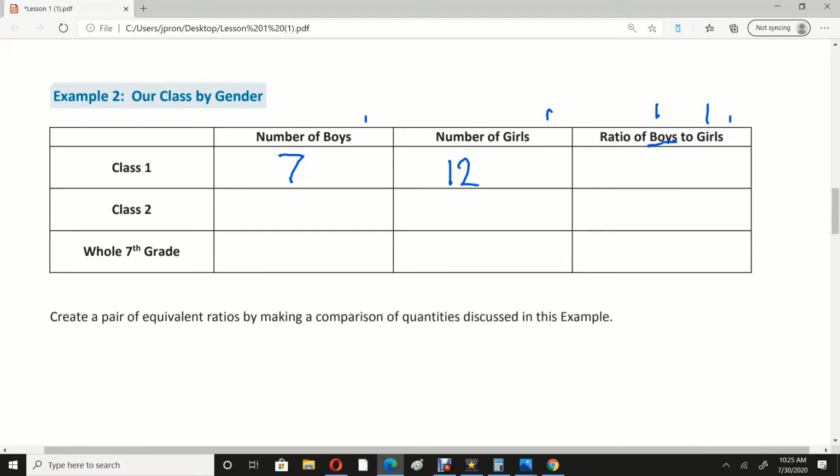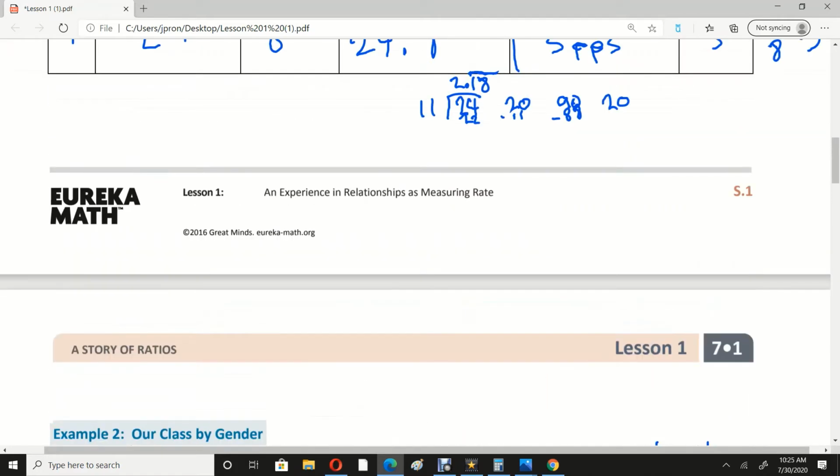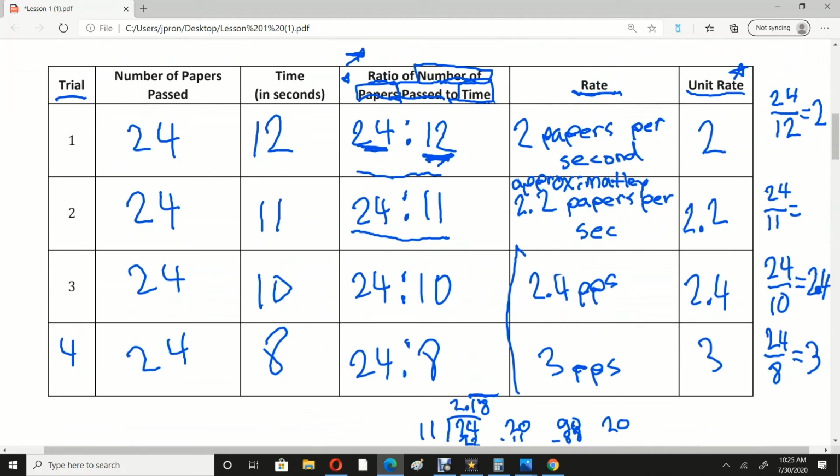So here we're asked for a ratio of boys to girls. So we want the number of boys to come first. Number of boys to the number of girls, right? So 7/12 would be... let me come up with another example in class too, maybe, that I can show y'all how to simplify. So let's come back up here real quick and look at this first example.